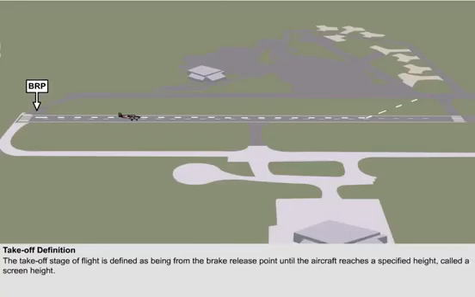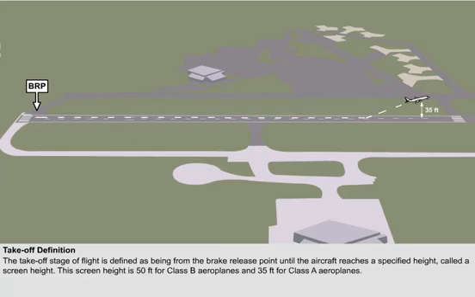The takeoff stage of flight is defined as being from brake release until the aircraft reaches a specified height, called a screen height. The screen height varies from 50 feet for Class B aeroplanes to 35 feet for Class A aeroplanes. As the aircraft accelerates down the runway, a speed will be reached where the pilot applies back pressure on the control column to raise the nose wheel off the ground.